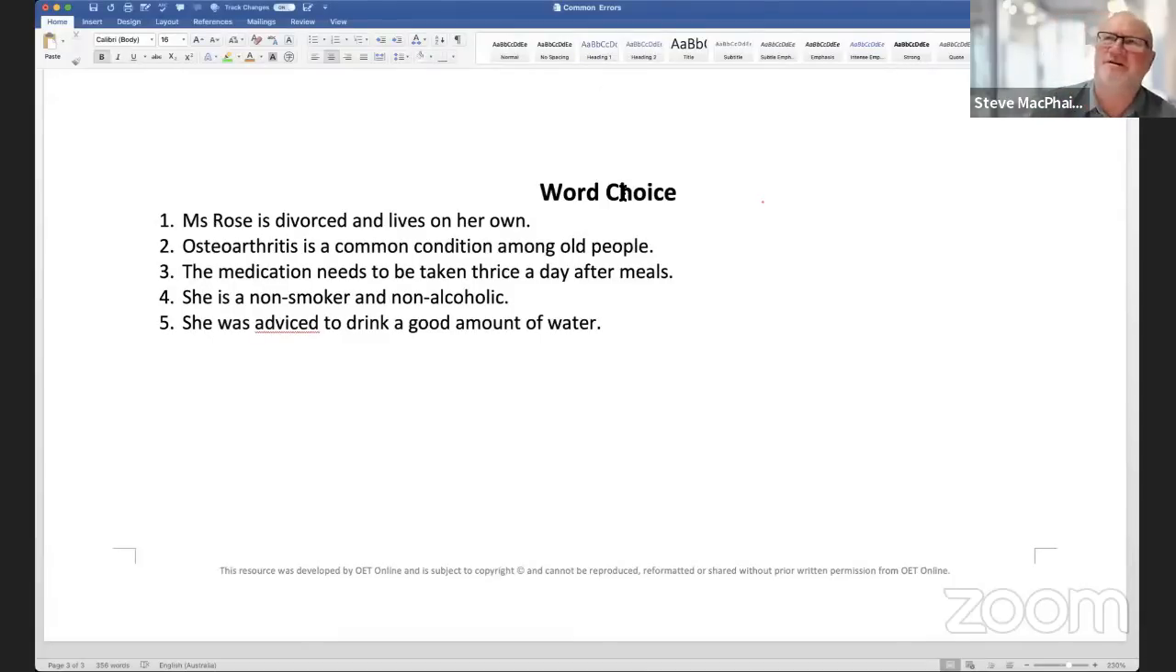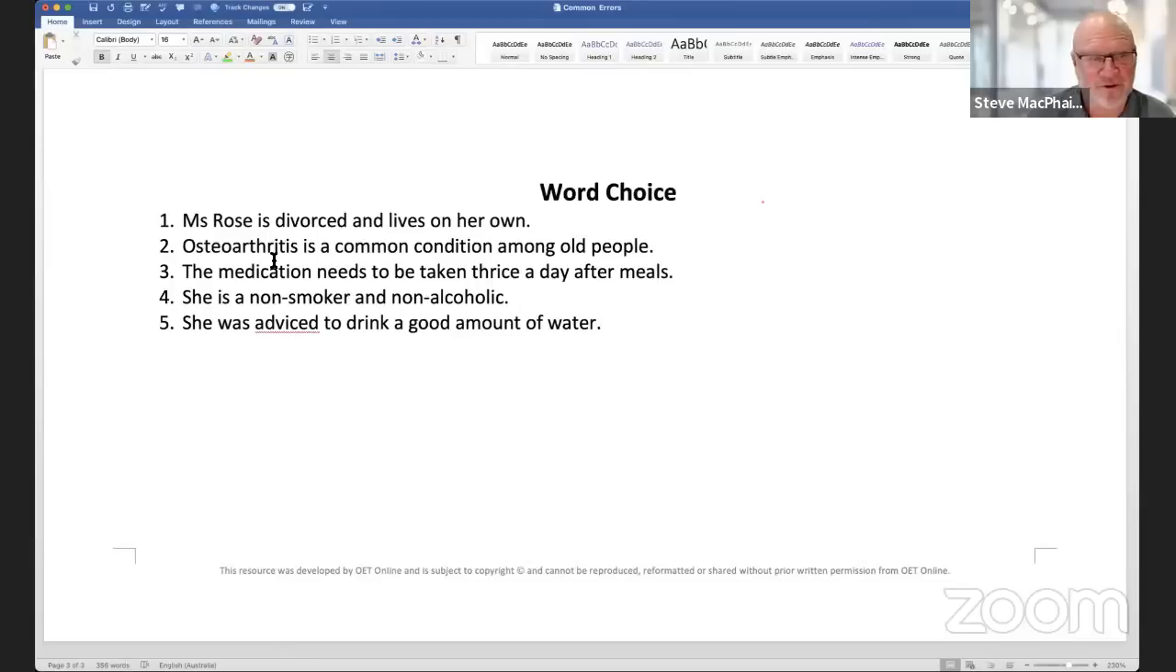These ones are a little bit different. They're not all grammatical errors per se. They're just using words that don't really belong in a referral letter. So the first one: Ms. Rose is divorced and lives on her own. What do you think, everyone? Ms. Rose is divorced and lives on her own. Can you see anything wrong there?